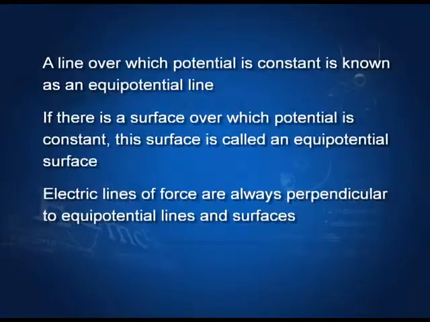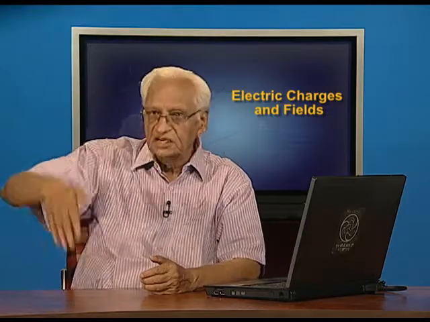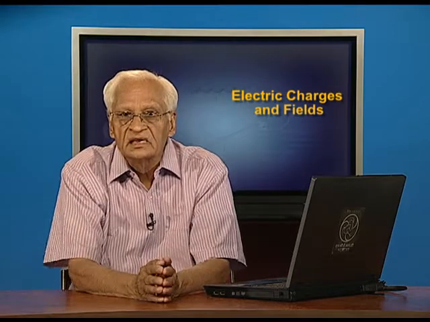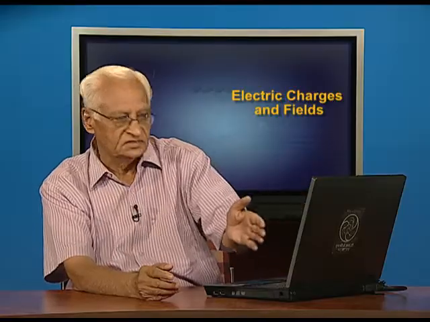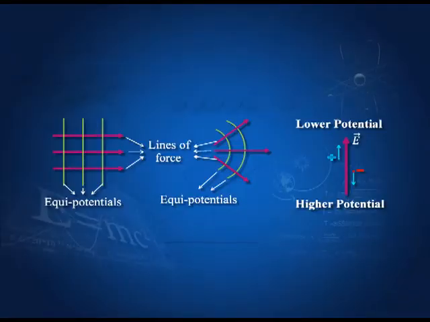A line over which potential is constant is known as an equipotential line. Similarly, if there is a surface where the potential is constant everywhere, it is known as an equipotential surface. The important thing is that electric lines of force are always perpendicular to the equipotential lines and surfaces. As I have shown here, these are the equipotential surfaces, green, and the blue are the lines of force. They are always perpendicular to the equipotential surfaces.